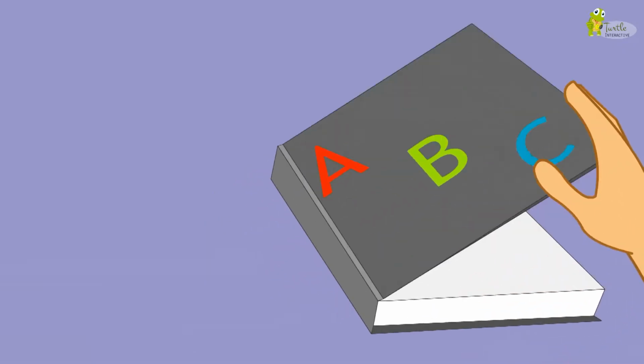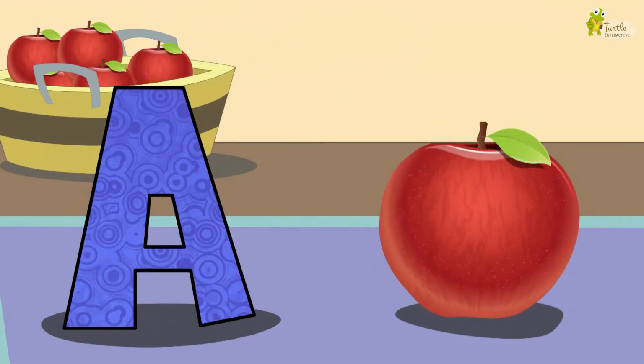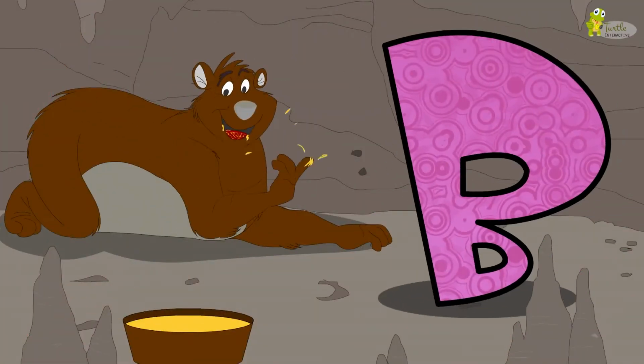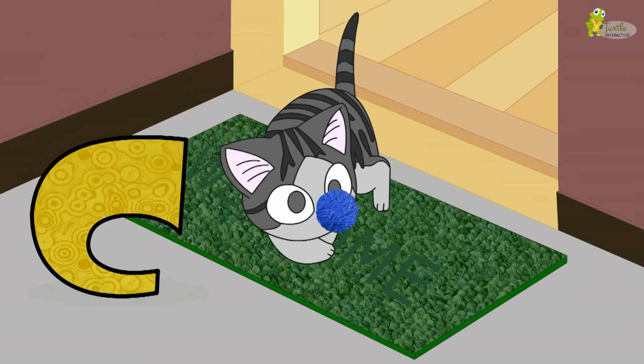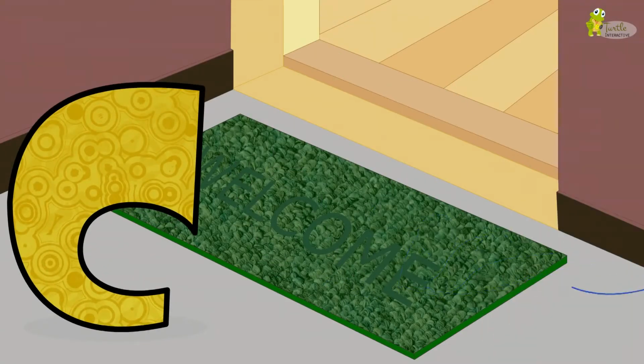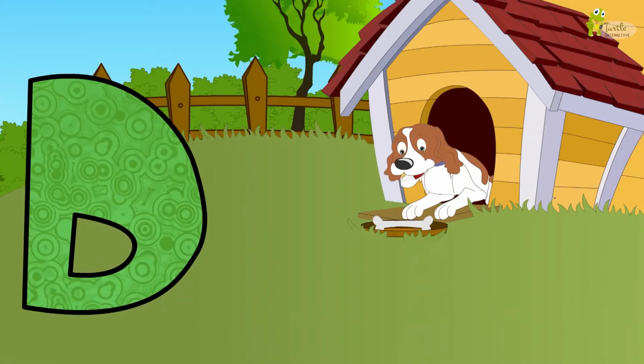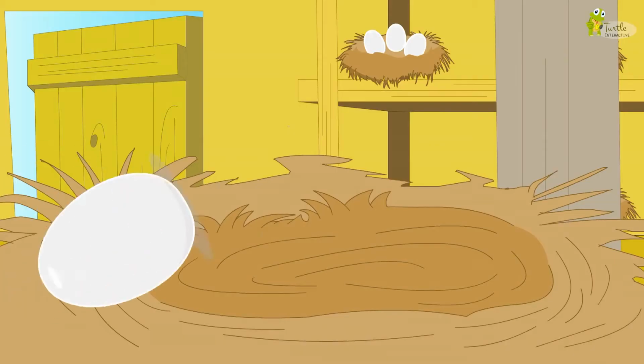A, A, A, apple. Bear starts with B. B-b-b-bear. Cat starts with C. C-c-cat. Dog starts with D. D-d-d-dog. And egg starts with E.